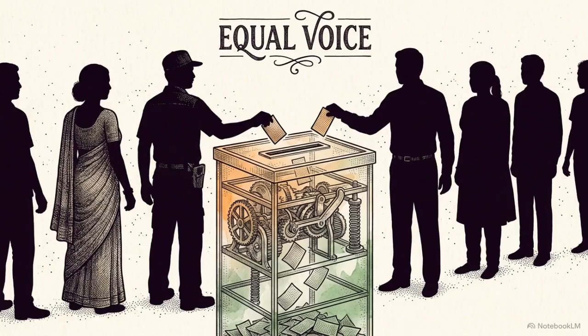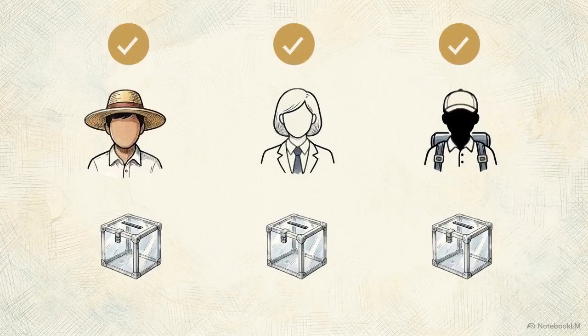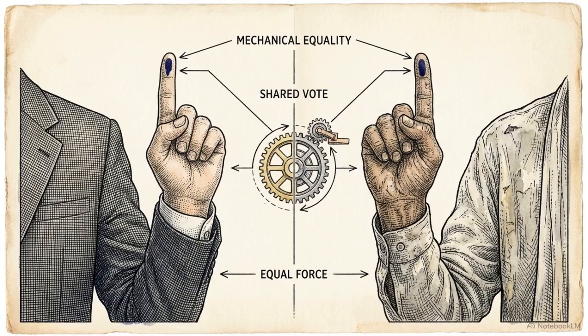How does this specific right strengthen democratic representation? It grants every adult citizen equal power to choose their representatives, ensuring that a wealthy executive and a rural laborer have the same influence over who sits in these chairs.